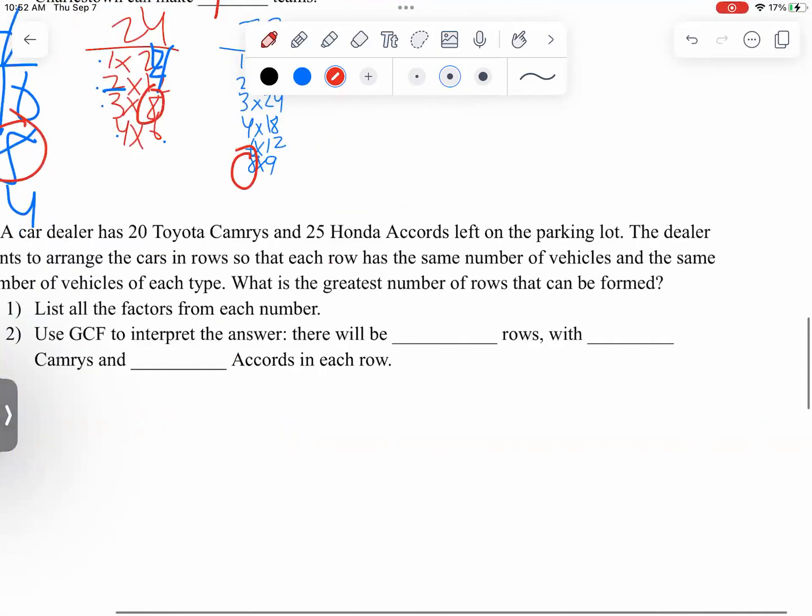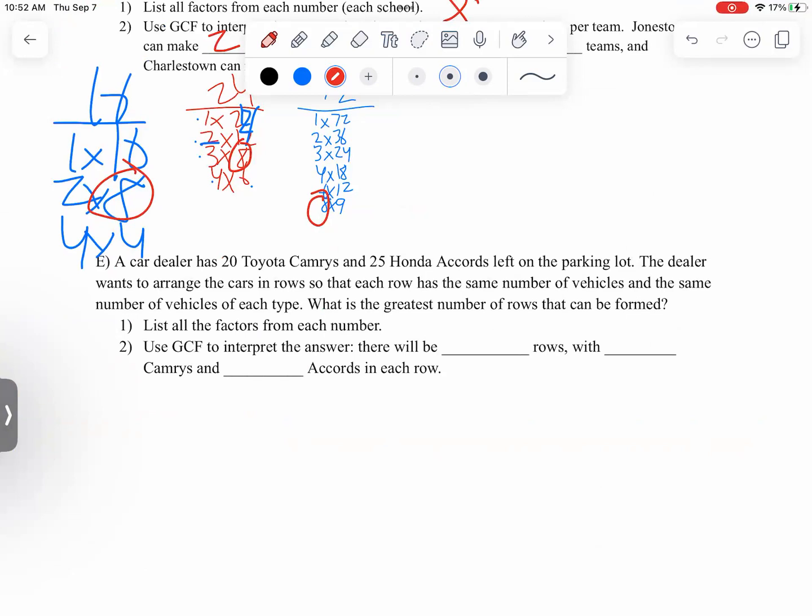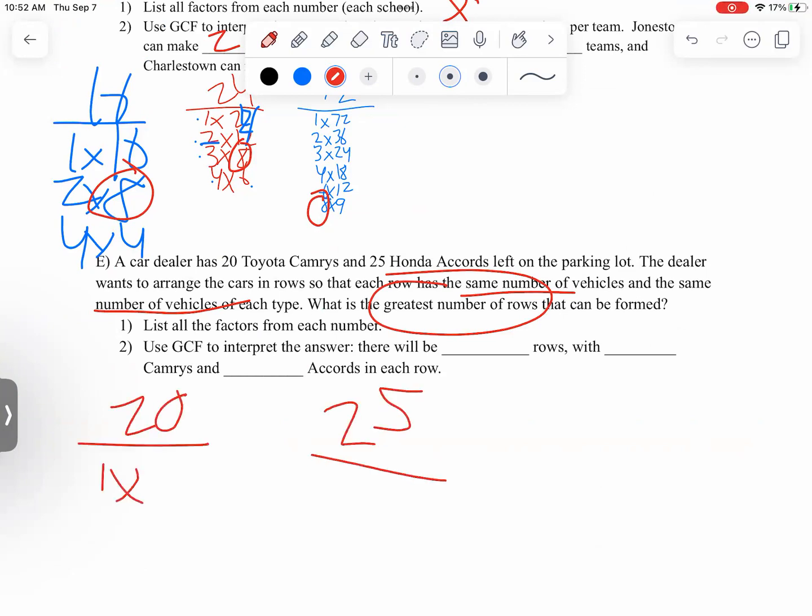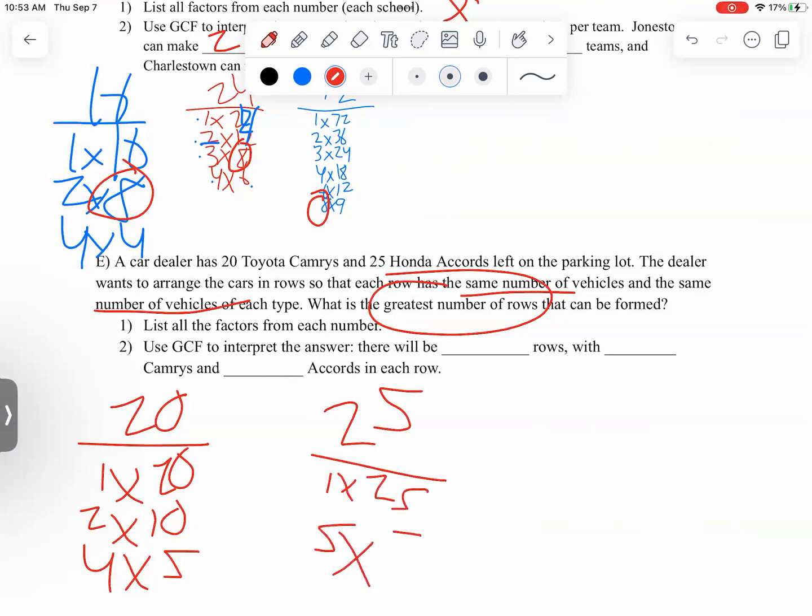All right, last one. A car dealer has 20 Camrys and 25 Accords on the parking lot. He wants to arrange them in rows so that each row has the same number of vehicles of each type. What's the greatest number of rows that can be formed? All right, so 20 and 25 here. 1 times 20, 2 times 10, and 4 times 5. 1 times 25, and 5 times 5.